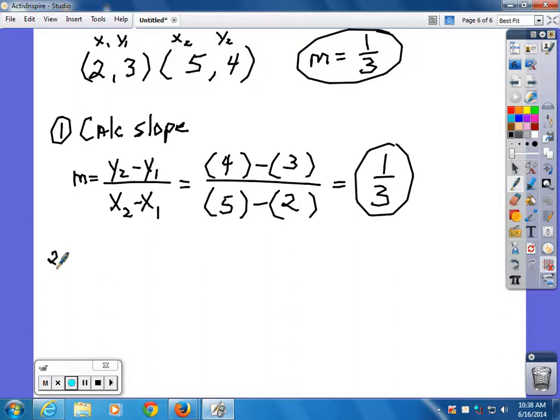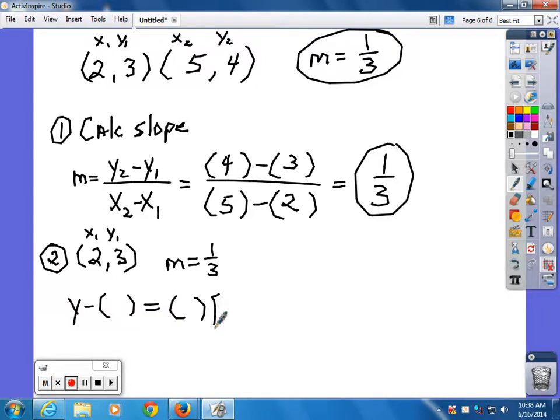So, part 2. I'm going to pick 2, 3. And M is equal to 1/3. And I got to label this, so that's x sub 1, that's y sub 1. So, point slope equation says y minus what? Y sub 1 is equal to M times x minus parentheses. And that'll be a 3 here, a 1/3 here, and a 2 here. Now simplify and solve for y.